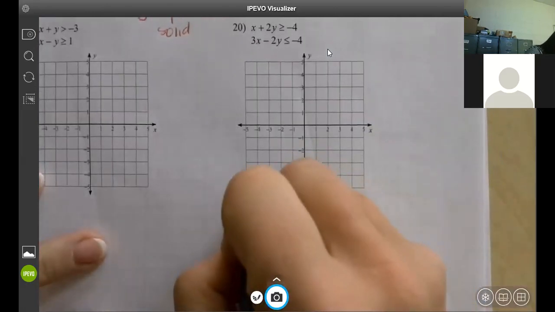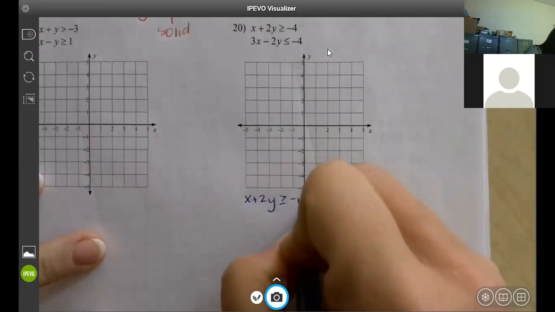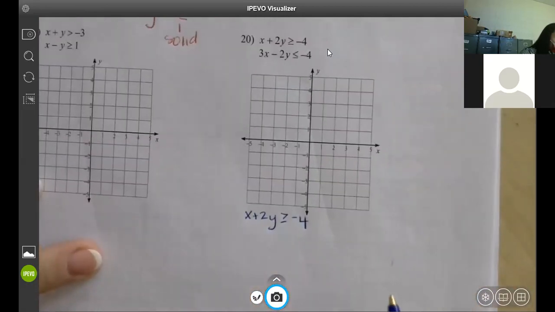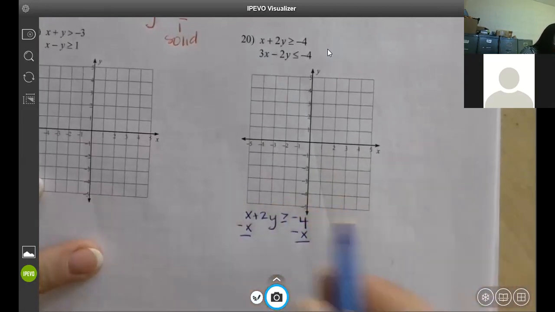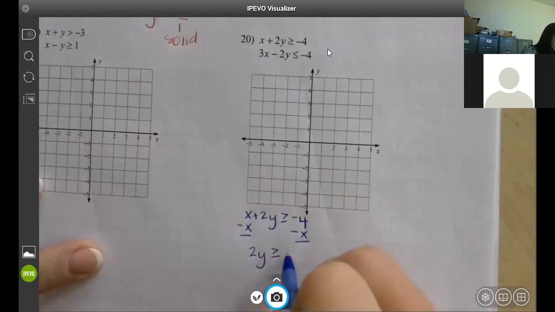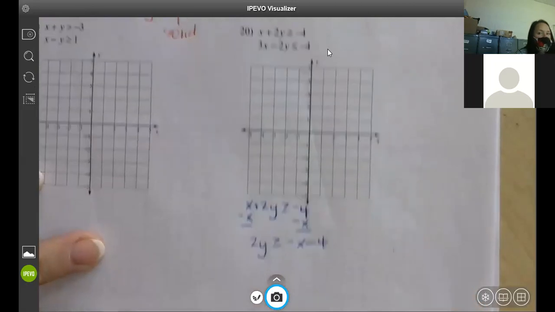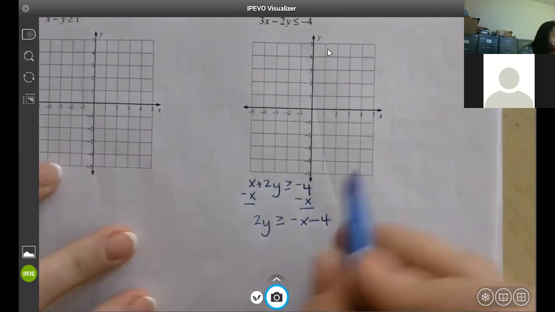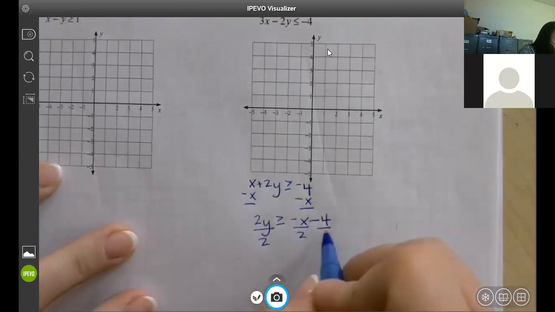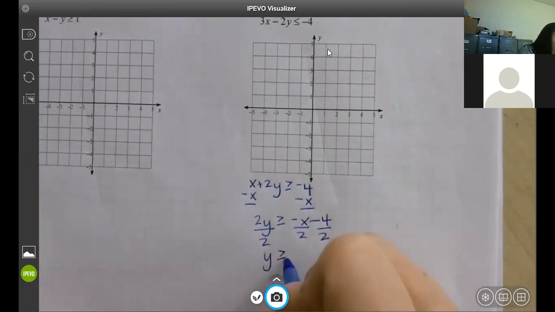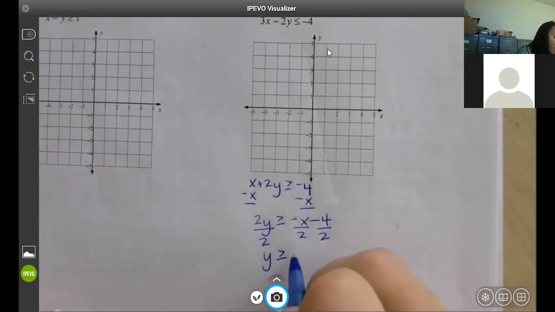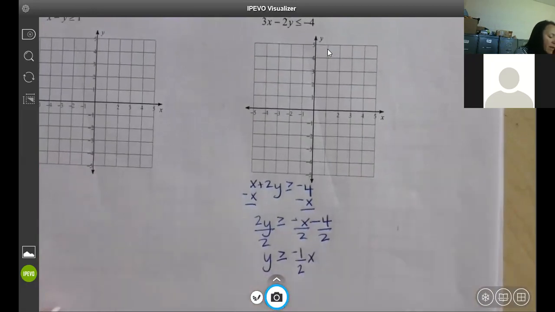We're going to start with that first equation. X plus 2y is greater than or equal to negative 4. Our first step is to move x. It's a positive x, so I'm going to subtract x. I get 2y is greater than or equal to a negative x and a negative 4. And then the last step is to get y by itself by dividing by 2. Make sure you divide everything by 2. Our inequality stays the same. We didn't divide by a negative, so we're good to go. Negative x is the same thing as negative 1. So we actually have negative 1/2 x. And negative 4 divided by 2 is negative 2.